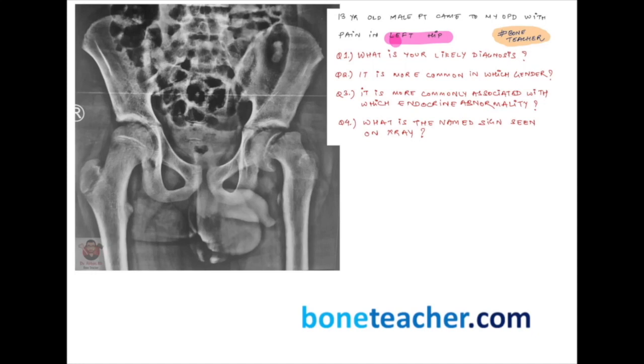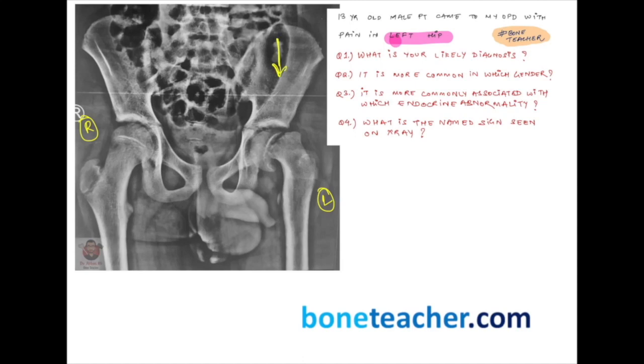Now this is an X-ray of your pelvis with both the hip joints, and obviously it is a child because you can see the growth plate still open. And this is your right side as it is labeled on the X-ray, and this is supposed to be your left side, and the question says left side. So patient has pain in the left hip. So this side is the pathological side and we have to talk about it.